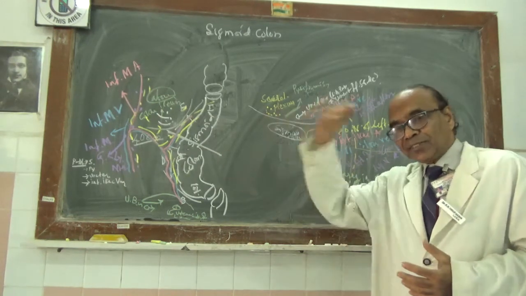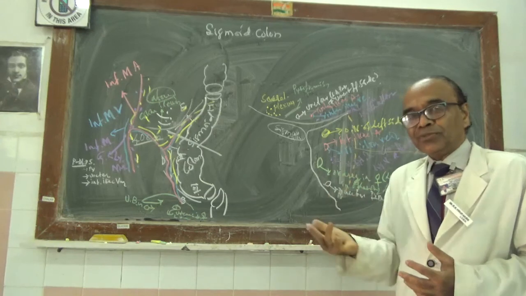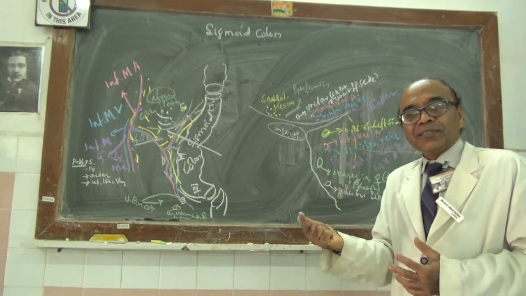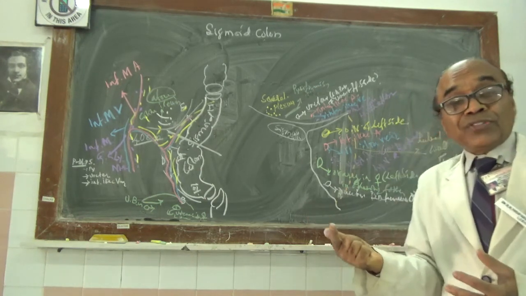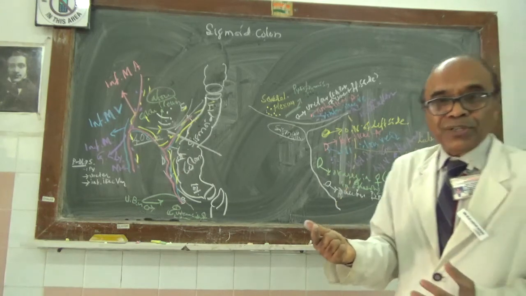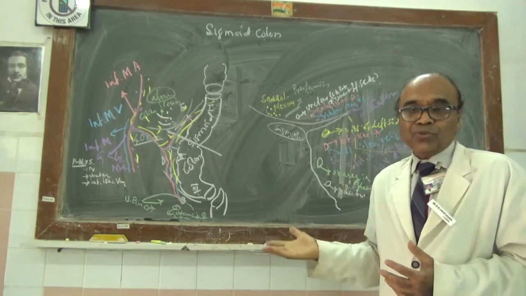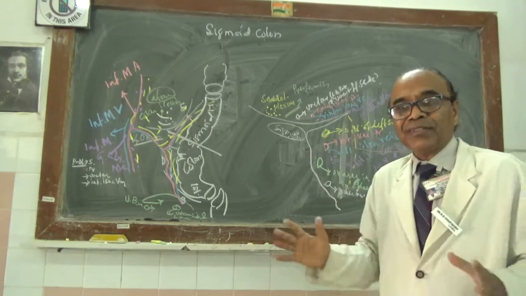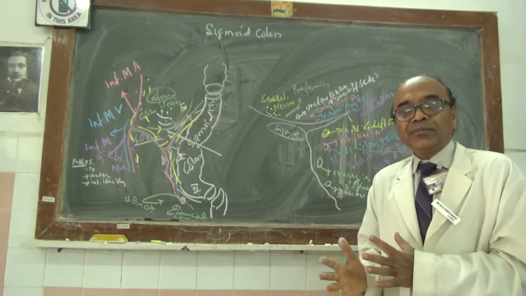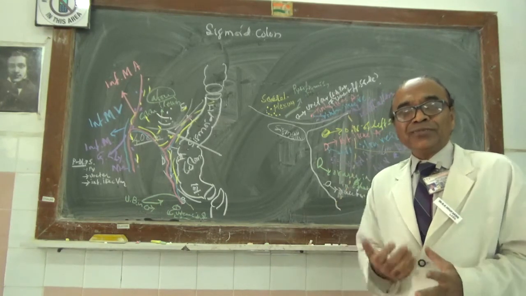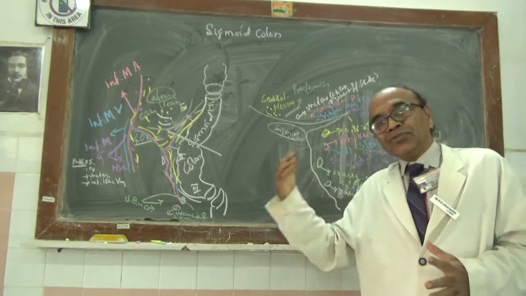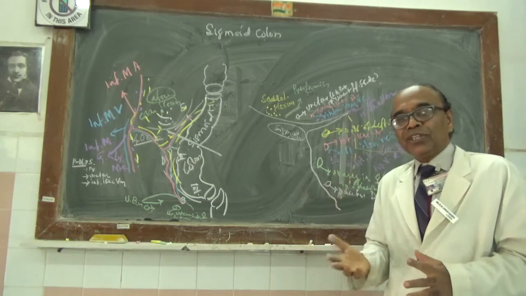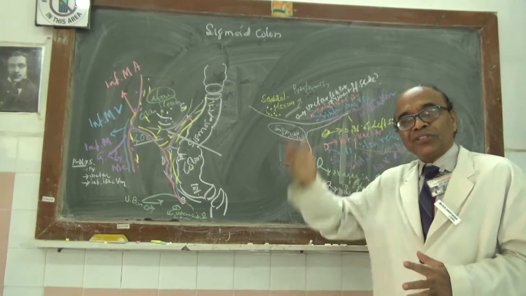Now the differences of the large intestine from the small intestine, location-wise, development-wise, vascular supply and drainage-wise, and nerve supply-wise, that is over. And the gross features of the small intestine and the large intestine are over. Now only the histological difference between the small intestine and the large intestine remains. That will be dealt with when the histology of the colon is finished.